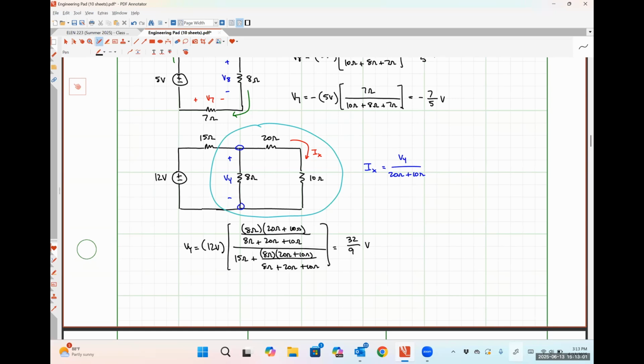Do you guys want or feel the need for any more examples utilizing voltage division, or are you good to move on to current division? And I'm happy to provide more examples if you want them.